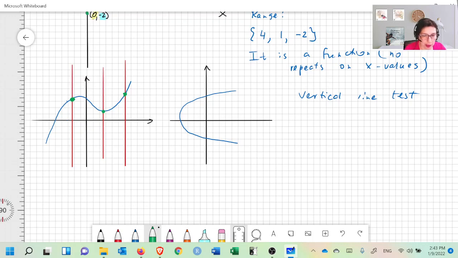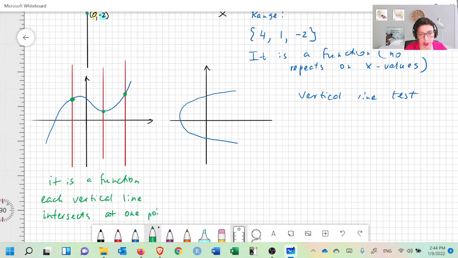So that means it is a function. It is a function because each vertical line intersects at only one point. So there are no cases of one input with two different outputs.